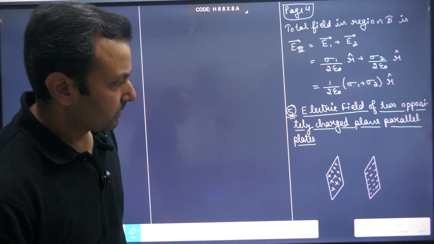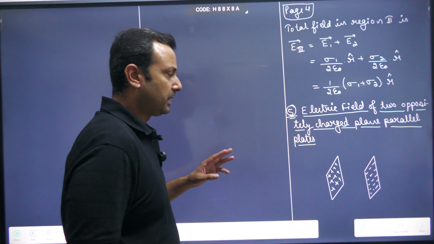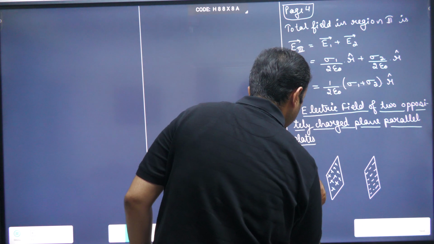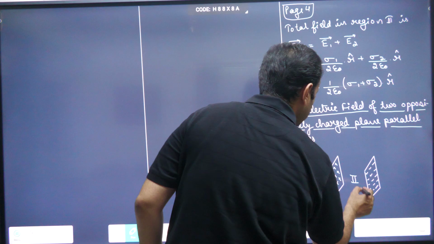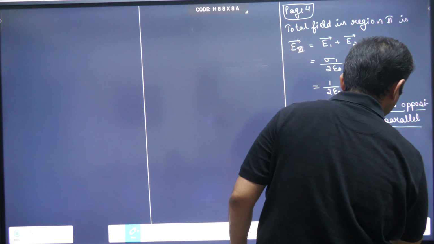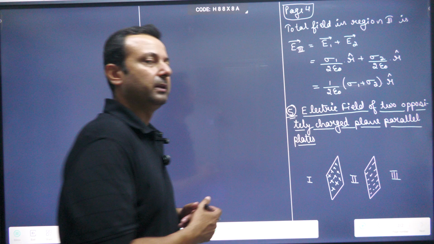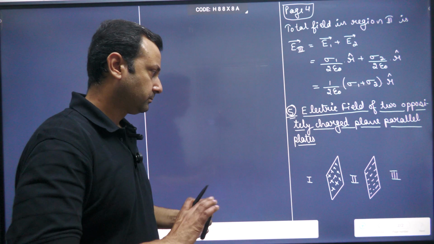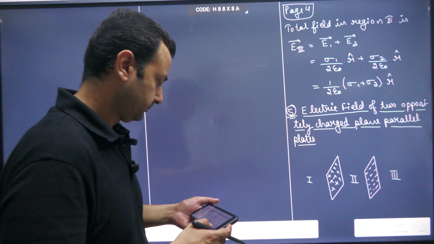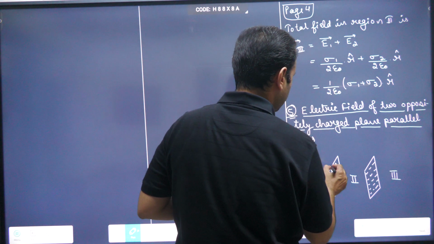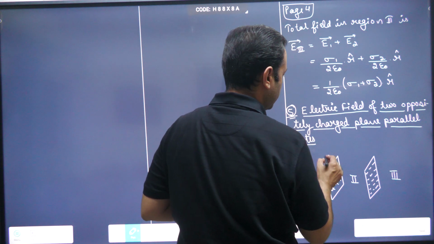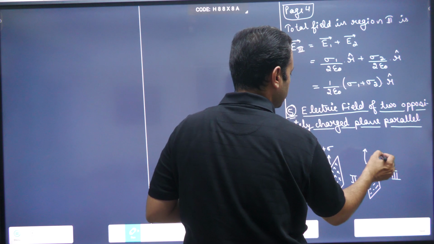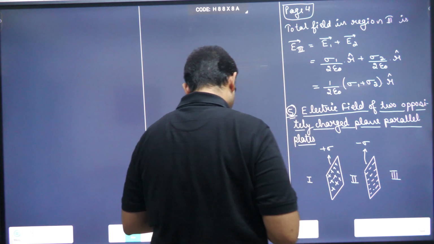All right. Now again in this case also, let us divide the total area into three regions: region first, region second and region third. Consider that this is the positively charged plate. Consider that the surface charge density is plus sigma and the surface charge density of this is minus sigma.